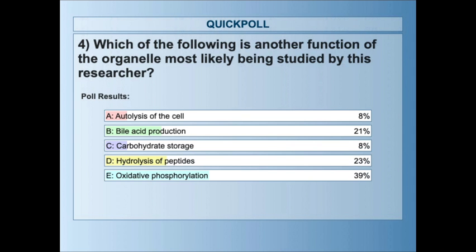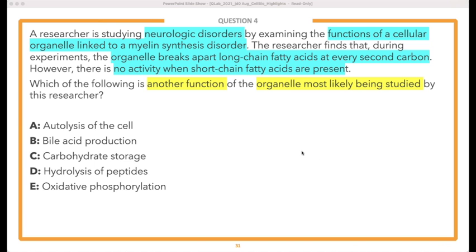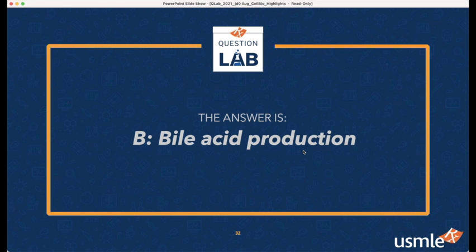And it looks like almost 2 out of 5 of you chose option E, oxidative phosphorylation. And the runner-ups are between D and B. So let us hide those results and see what the right answer is. And the correct answer is B, bile acid production. The one that had garnered the third most votes turned out to be the correct answer. Well, let's break this one down, Paris. What do you know?